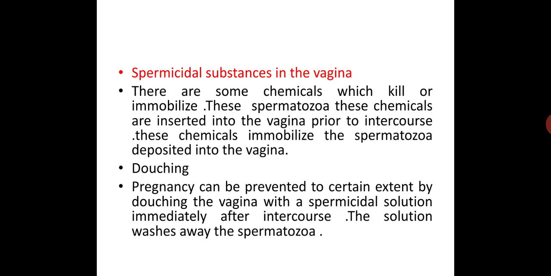Next is spermicidal substances in the vagina. What is meant by spermicidal substances in the vagina? These are chemicals which kill or immobilize the spermatozoa, and these chemicals are inserted into the vagina prior to intercourse and immobilize the spermatozoa deposited in the vagina. Next one is douching. Pregnancy can be prevented to a certain extent by douching the vagina with a spermicidal solution immediately after intercourse, and the solution washes away the spermatozoa.